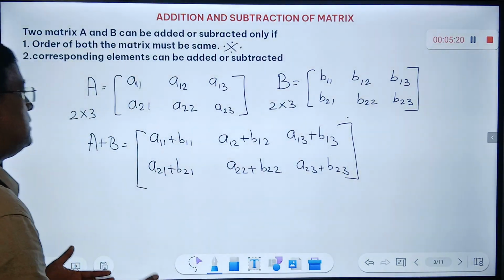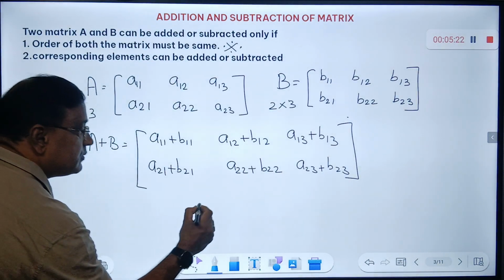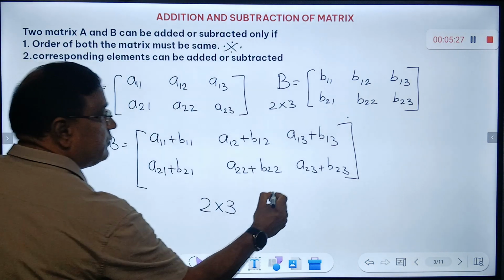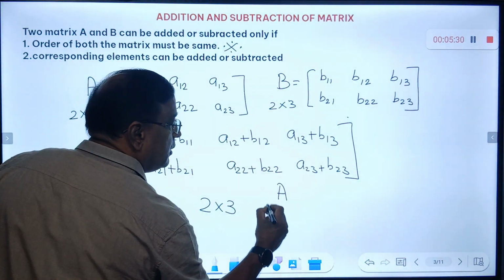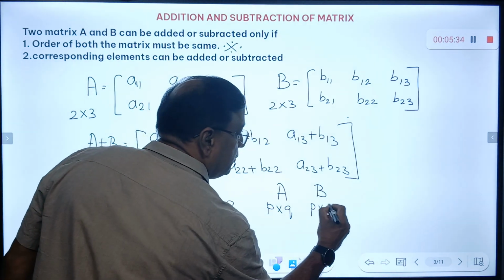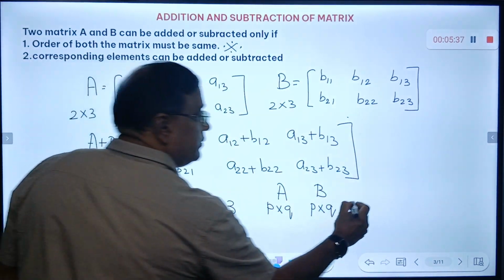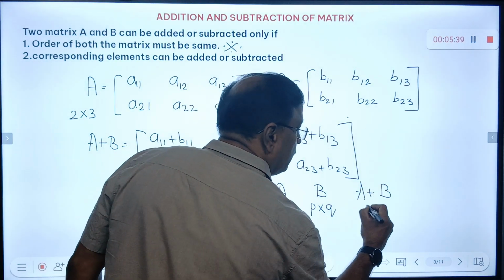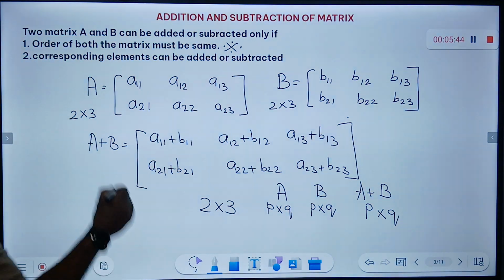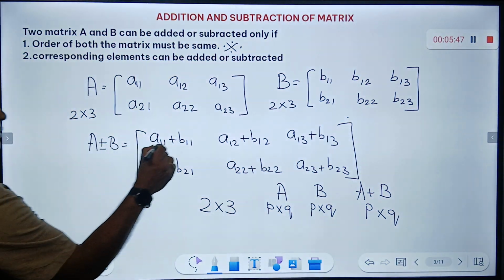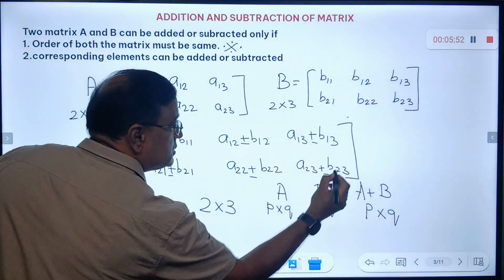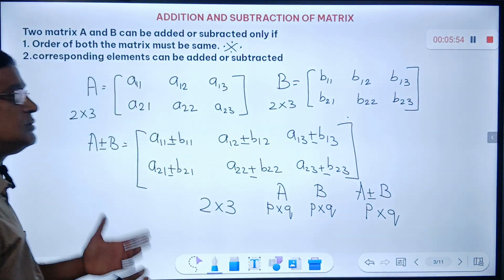And you also notice that the resultant matrix is also of the same order. Generally, if A is of order P by Q and B is of order P by Q, it's possible to add, then A plus B will also be of order P by Q. Here I talked about addition. What about subtraction? If I put a minus sign, all that you need to do is just put a minus sign. So addition and subtraction are almost the same operation.